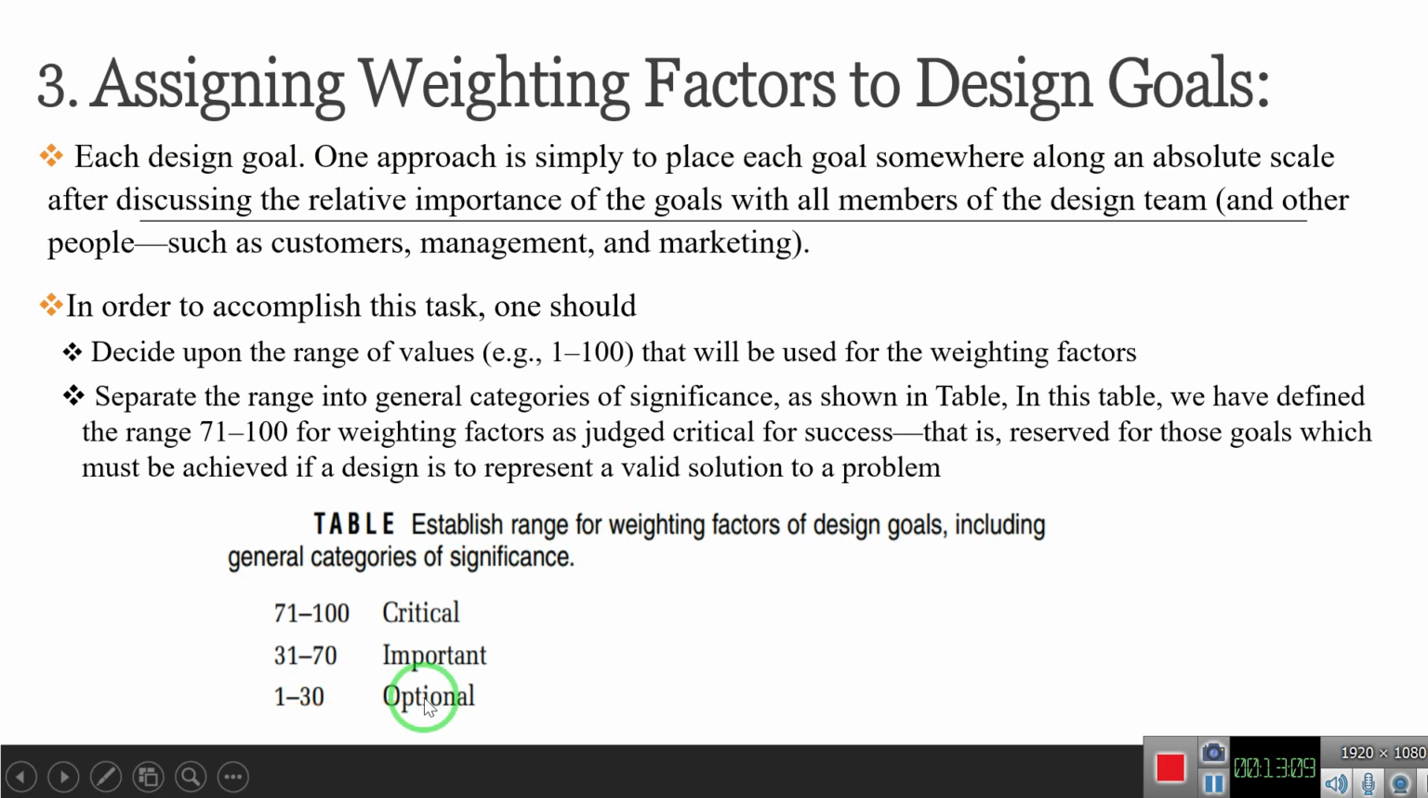1 to 30 is optional. We may not consider those. 31 to 70 is important. We must give some importance to those goals. And 71 to 100 is critical. They must be accomplished and taken care of.